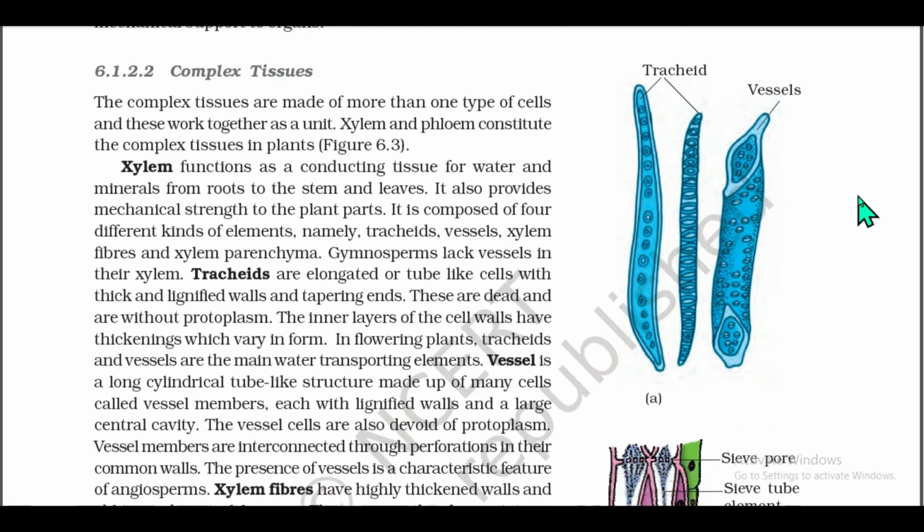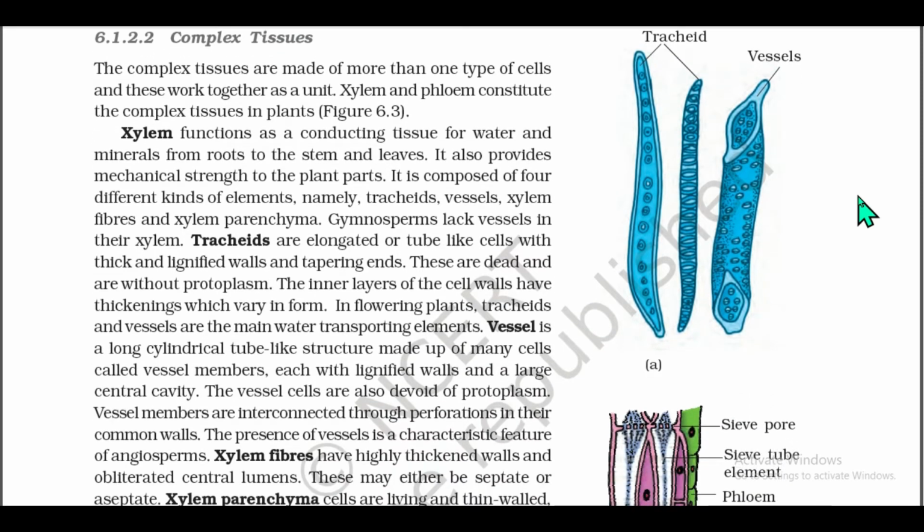6.1.2.2 Complex tissues. The complex tissues are made of more than one type of cells, and these work together as a unit. Xylem and phloem constitute the complex tissues in plants. Figure 6.3. Xylem functions as a conducting tissue for water and minerals from roots to the stem and leaves. It also provides mechanical strength to the plant parts.